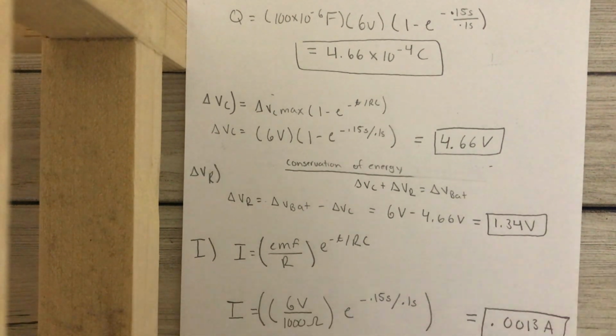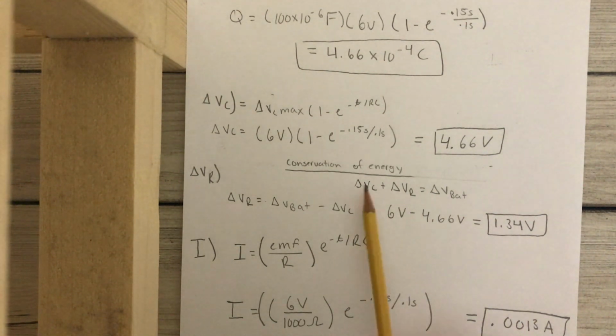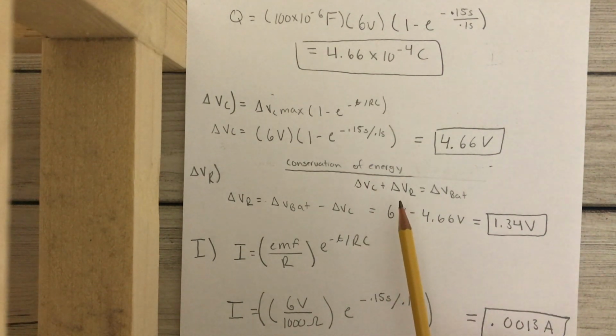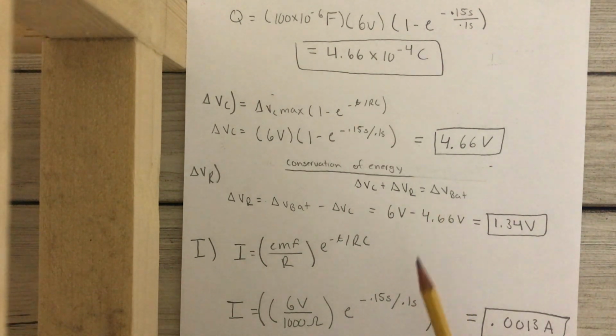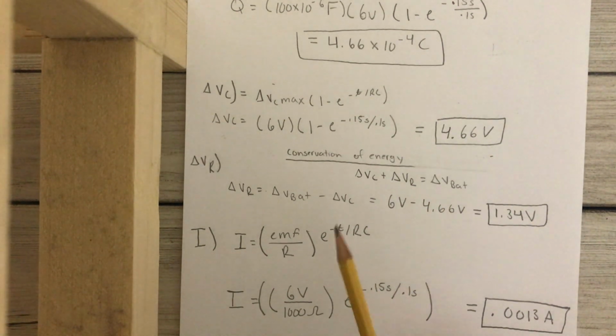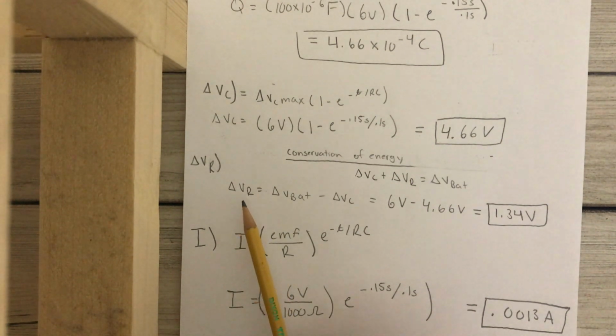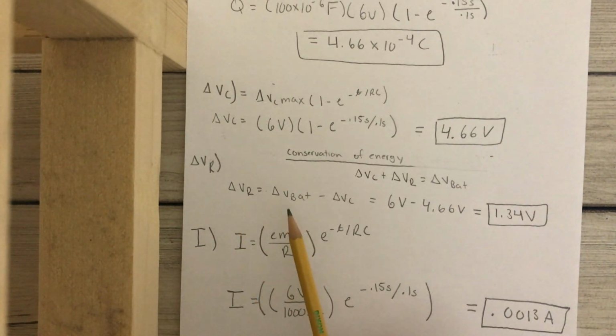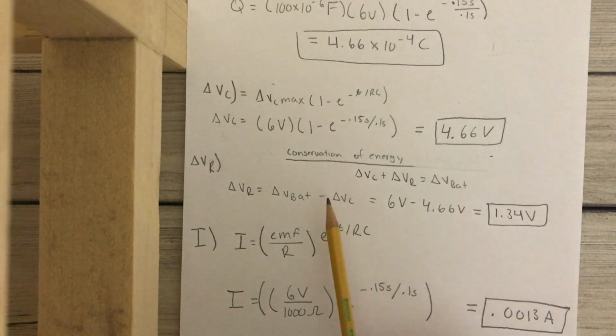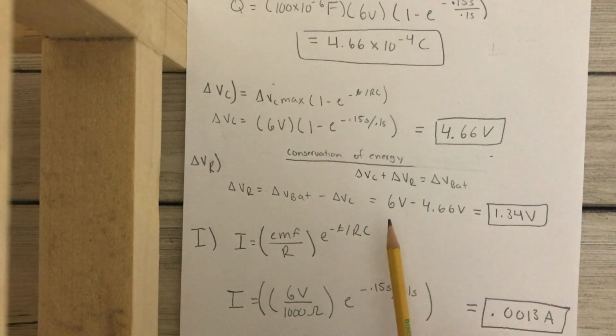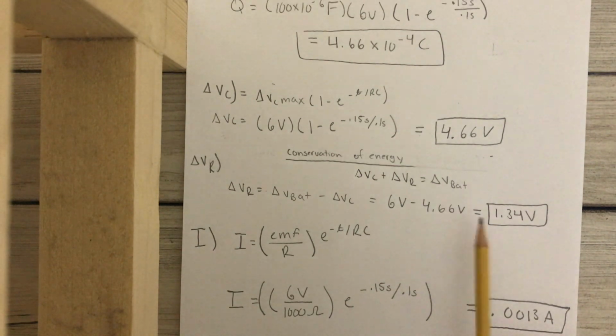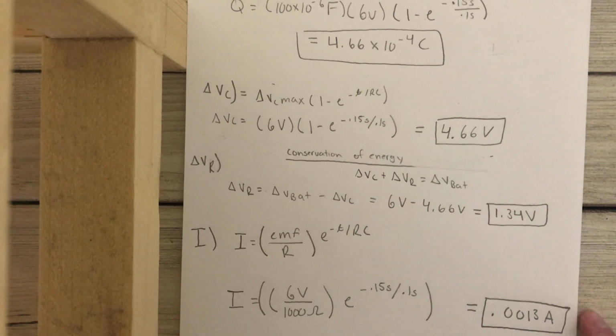In order to find the voltage across our resistor, we have to use the conservation of energy principle, which means that the voltage across our capacitor plus the voltage across our resistor must add up and equal the voltage across our battery. So we can solve for the voltage across our resistor, which is equal to the voltage across our battery minus the voltage across our capacitor. So 6 volts minus 4.66 volts is equal to 1.3 volts, and that is the voltage across our resistor.